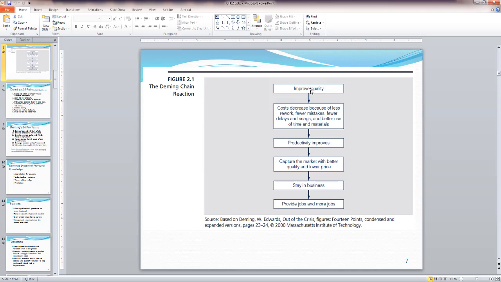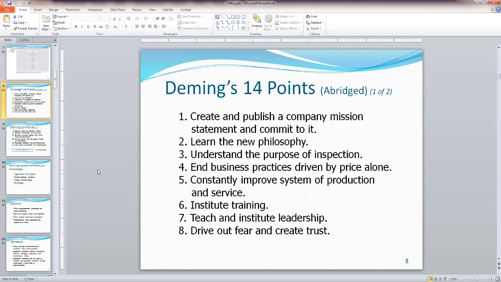You continually refine and make your processes better and more efficient, producing better quality or maintaining quality but at a lower cost. So you're always improving your processes, which decreases costs, which increases productivity, which captures the market and keeps you in business. The whole thing is just a loop. So look at this as a big arrow going from here up to here, and you've got continuous process improvement in a nutshell. The 14 points, these are basically abridged versions of it.